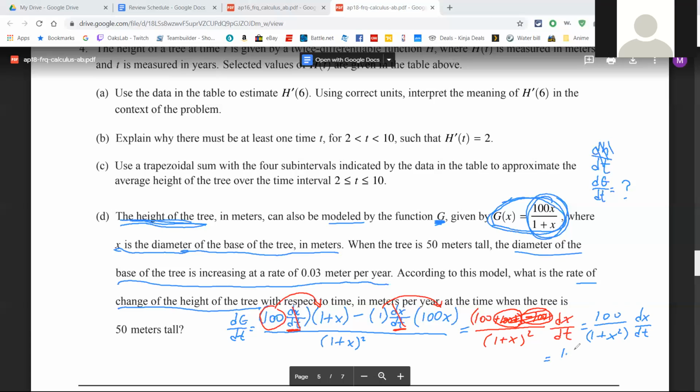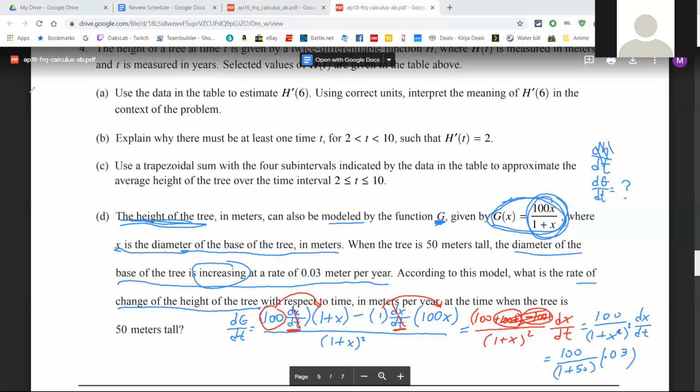So do you know what x is? 50? Oh, I put the square in the wrong spot. The x is 50. I agree. And do you know what dx dt is? 0.03. That is correct. The 0.03, and let's make sure it says increasing, so it is positive. You have to watch out for that. Because if it's decreasing, then you have to put the negative sign yourself.